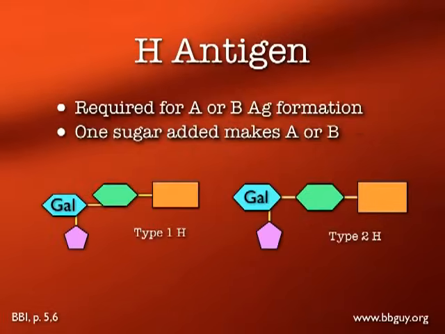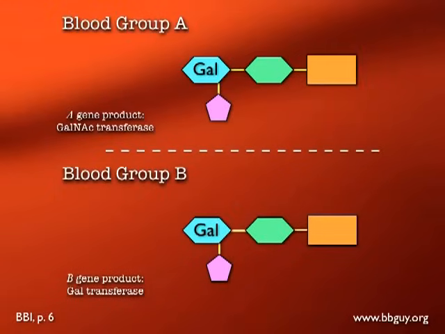You have to have H. H is required for A or B antigen formation, and from the point of either a type 1 H chain on the left or a type 2 H chain on the right, from there you can go on and add one additional sugar to that terminal galactose and end up with either A or B antigen. So again, let me show you how this works.